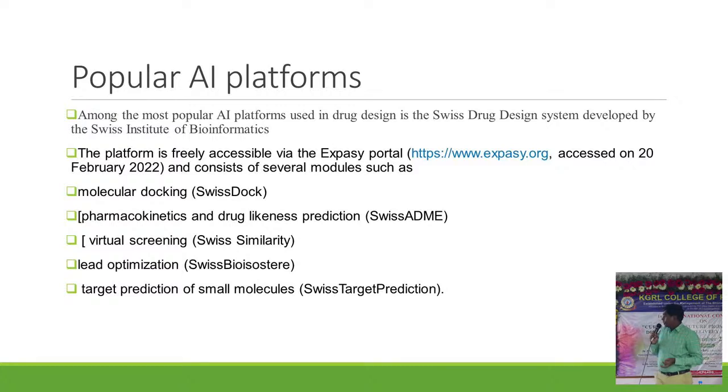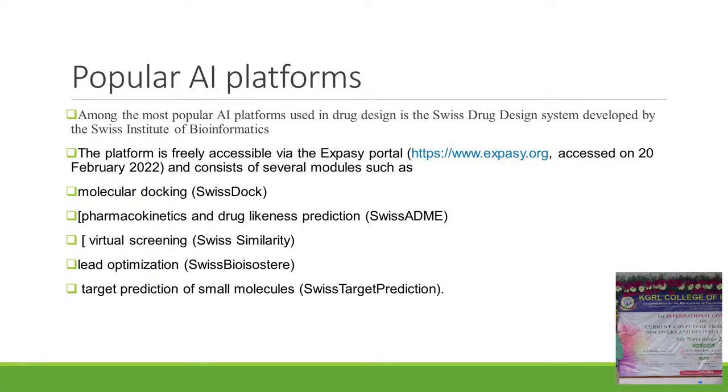So I will give only one example. There are many examples. So AI platforms. Now all the pharma companies are tying up with or investing money in CROs who are developing AI, artificial intelligence. In that connection, one example is a popular AI platform, the Swiss Drug Design, and this is an open one. You can see it even online.